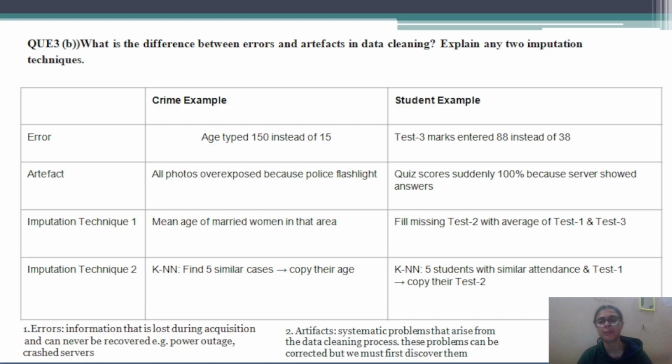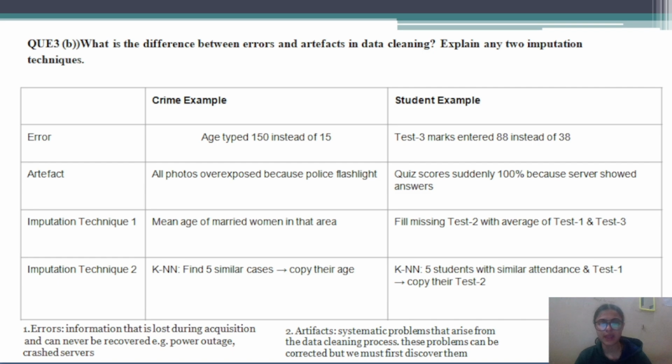And a student example: if a student suddenly gets 100% in online quizzes because the server showed the answer, this is an artifact caused by a technical fault. So, artifacts are harder to detect than errors and require domain knowledge to identify them.